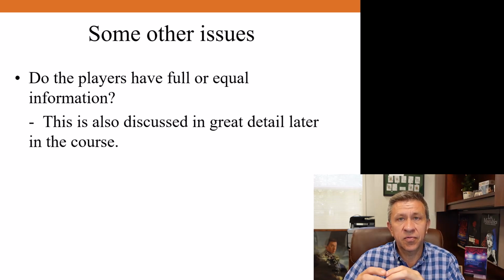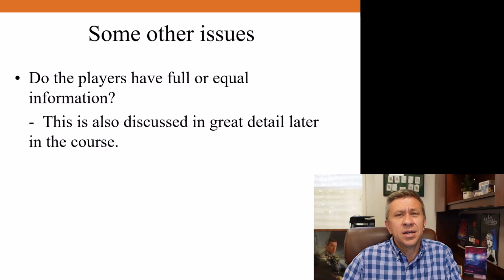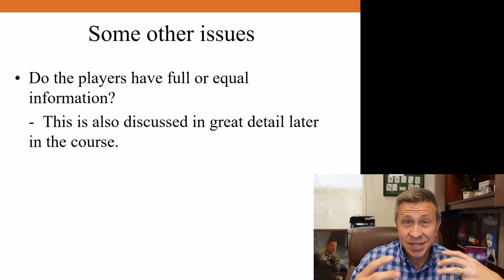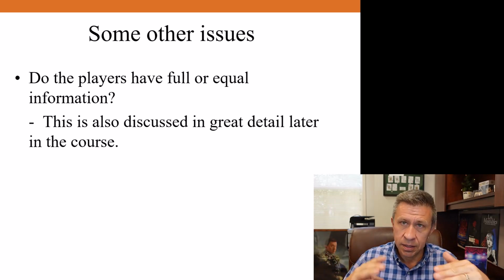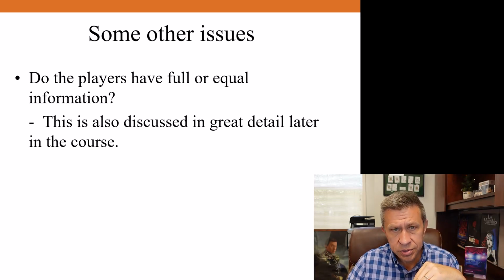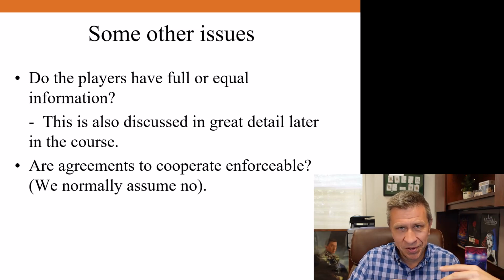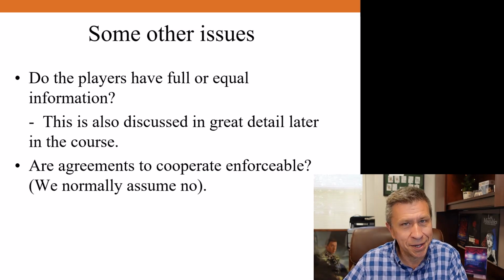Do the players have full information or equal information? This is discussed a great deal as we move through the course. Often we assume there is full information, but you don't always have full information on what actions were taken, and this leads to interesting issues with what are called information sets. We know one of some set of actions was taken, but we don't know the exact action. It can be interesting and important to study those. And are agreements to cooperate enforceable? Generally, we assume they are not. You could say you're going to cooperate, like in the example from Golden Balls in one of the previous videos, but the agreements aren't binding.